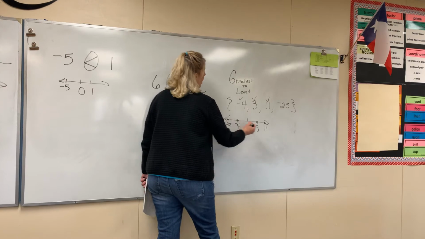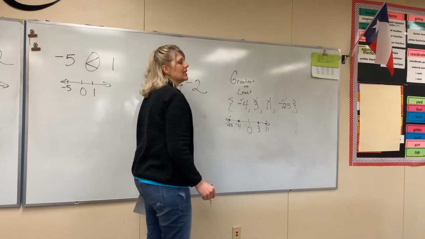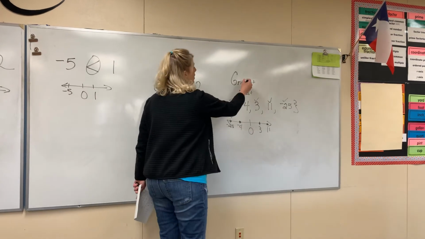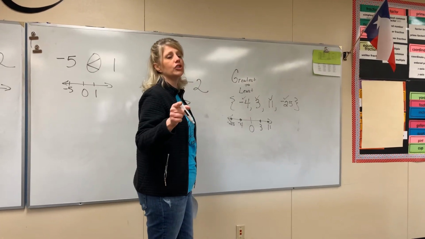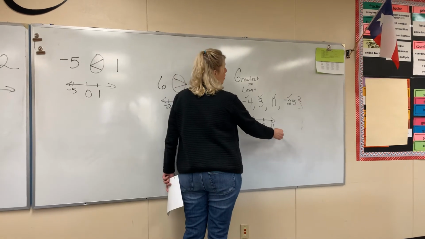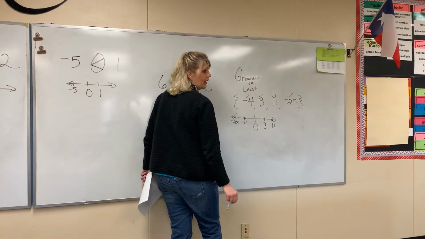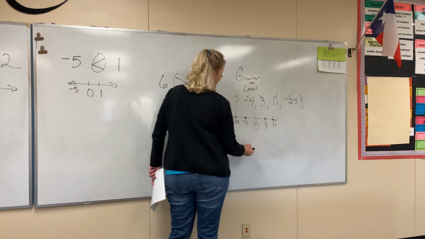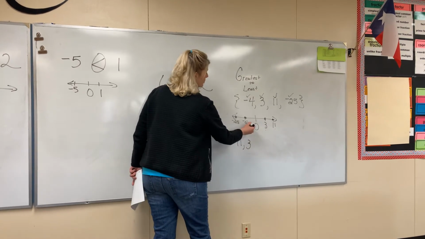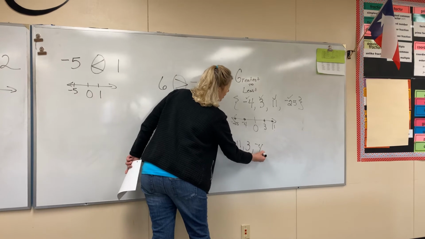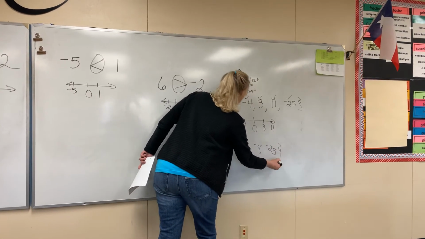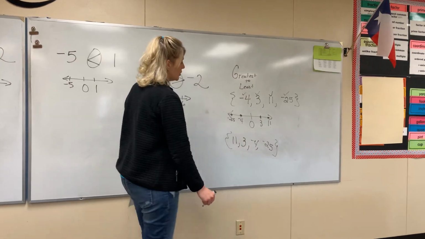-25. All right, so when you do that, folks, the answer is going to be right there in front of your face. Because watch, I'm going from greatest to least. I already told you that the positives win out over the negatives. So I know 11 is bigger than 3. So it's going to go 11, 3, -4, and -25 would be my answer.